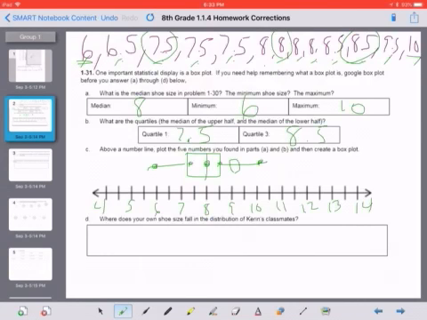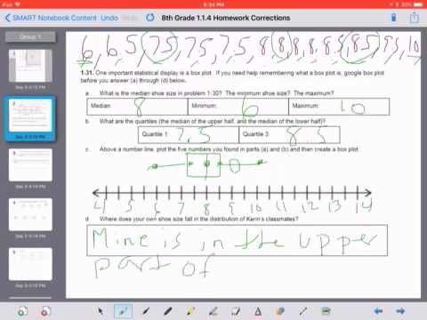So this sentence should be about you and your own shoe size. Don't just list your shoe size. Tell me where in the box and whisker plot it falls. So I would say mine is in the upper part of the data.